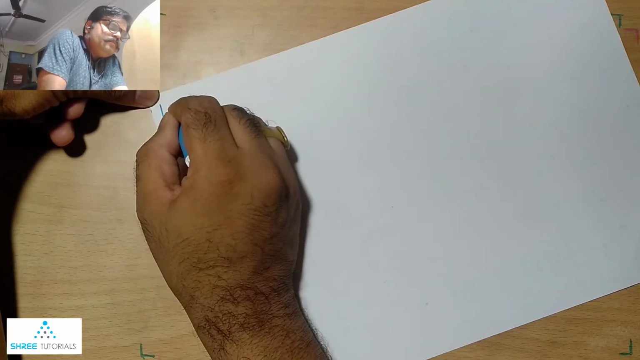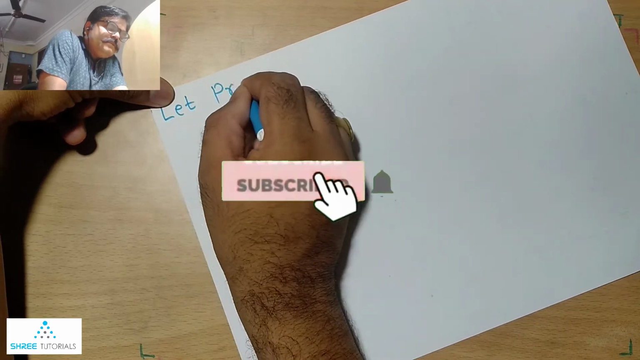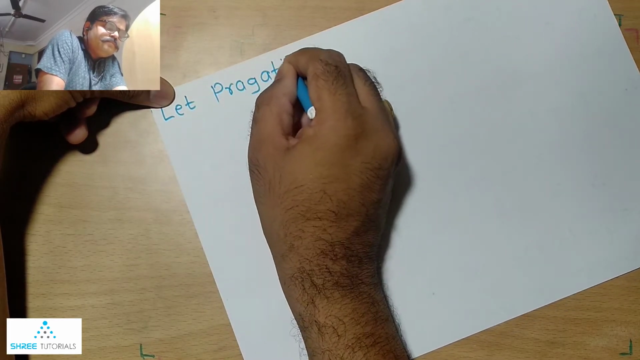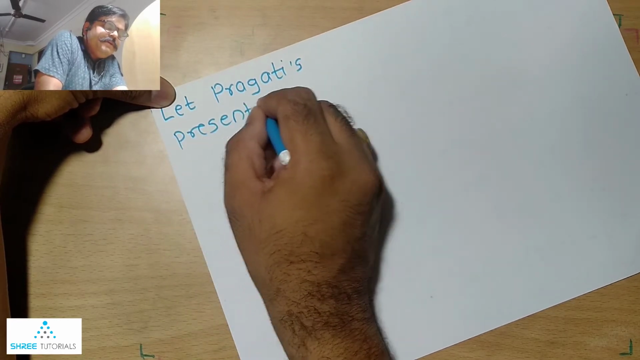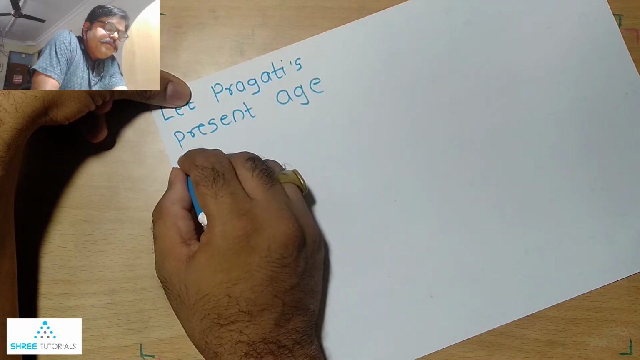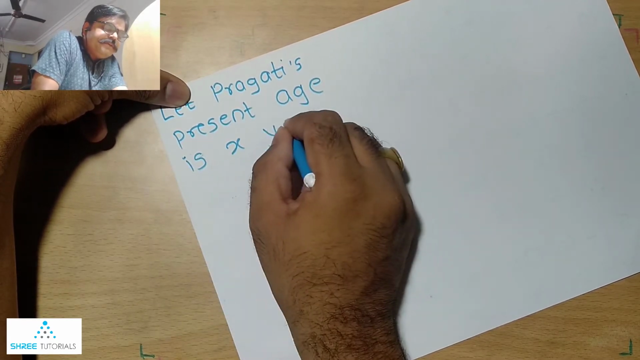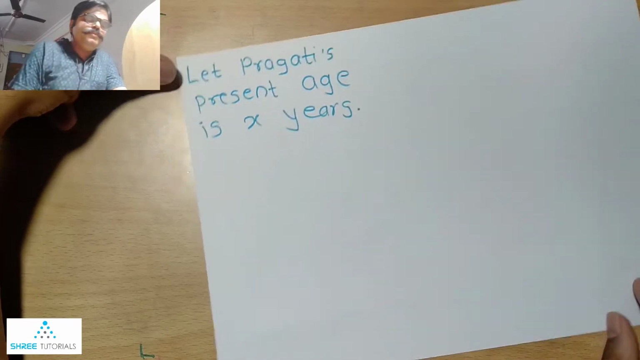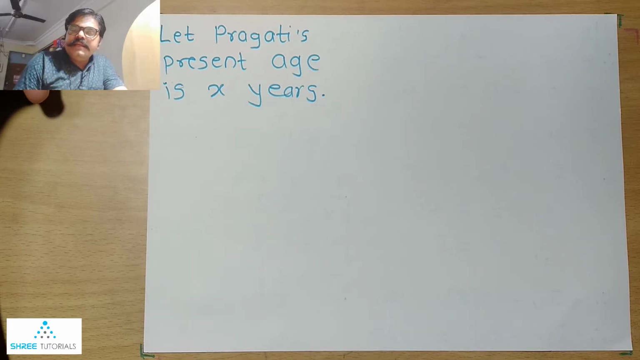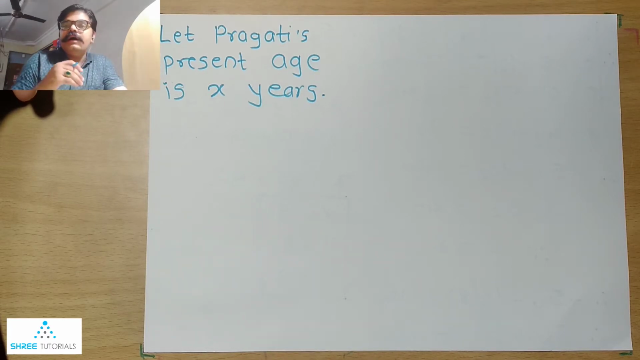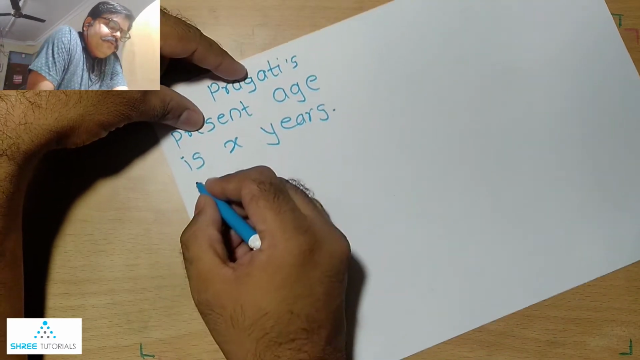Let Pragati's present age be X years. So this thing we have assumed. Pragati's current age is actually X years. Now they are saying the product of Pragati's age 2 years ago. Naturally, if her current age is X years, 2 years ago her age will be X minus 2 years.